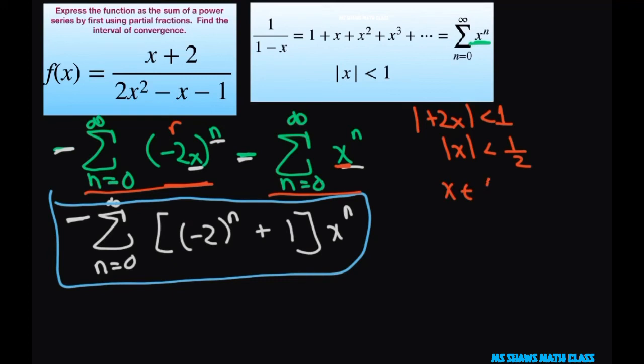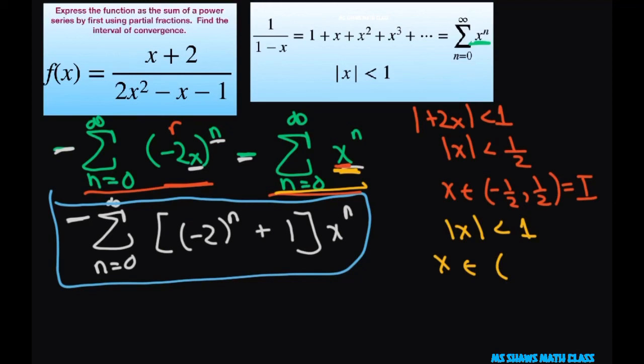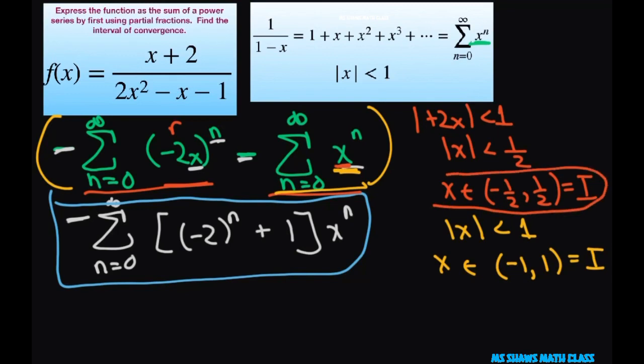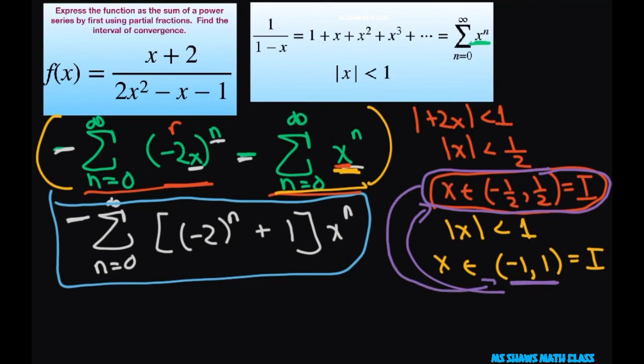So your interval of convergence for this is going to be x belongs to negative 1/2 to 1/2. For the second piece, this is just going to be the absolute value of x is less than 1. So the interval of convergence is from negative 1 to 1. We have to take both pieces together, and so we have to take the smaller one. So your interval of convergence is this one, because this one will not work with that one, but this one will work with this one.